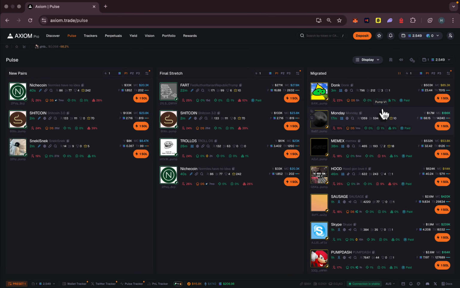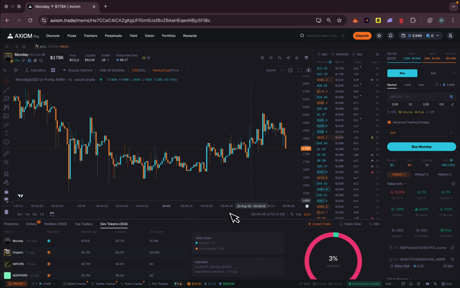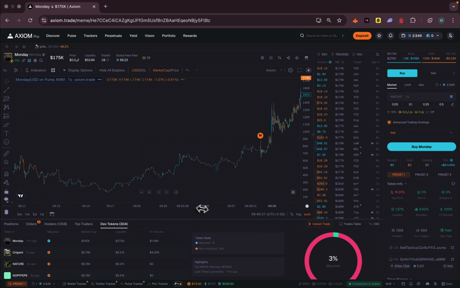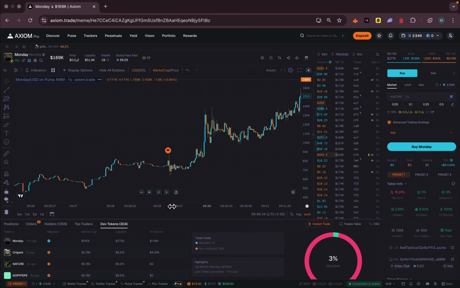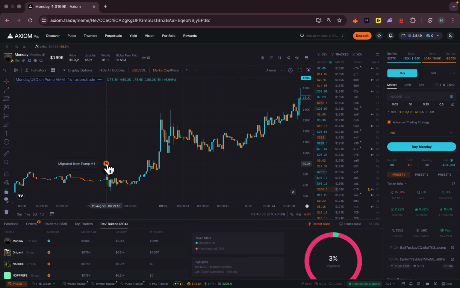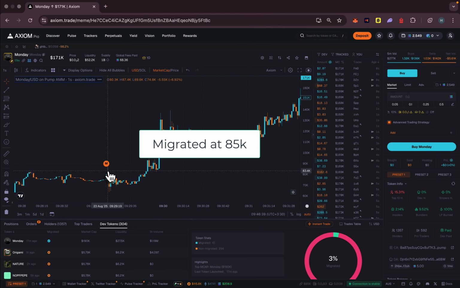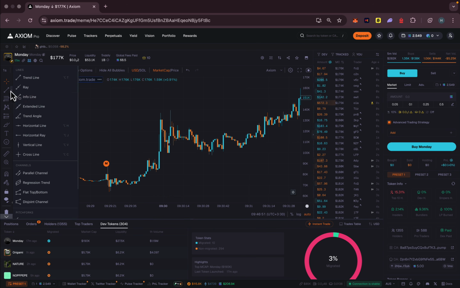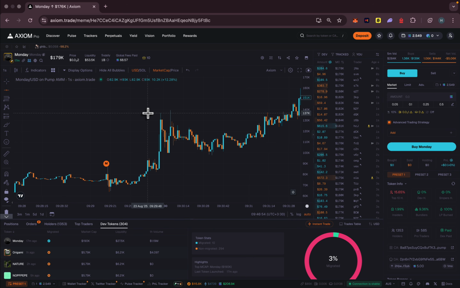For example, this one also graduated. This token migrated at around $104,000 to $105,000 market cap. Right after the migration, it had a dump until $65,000 market cap. That was the best time to buy this token, and it went all the way to $130,000 market cap. This is actually the level I usually sell.